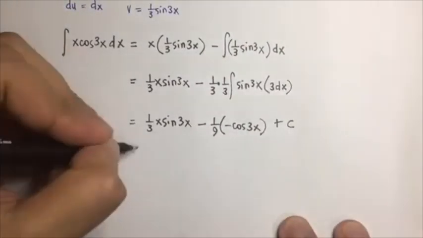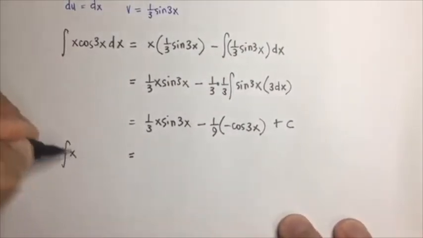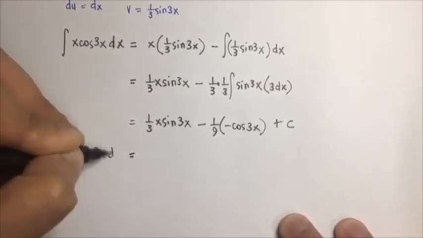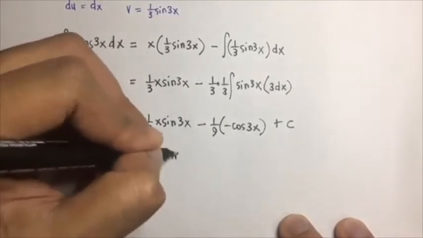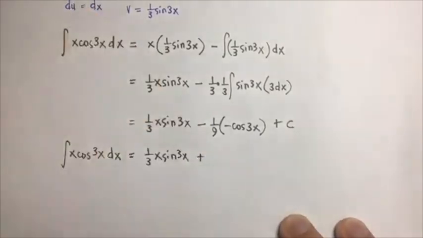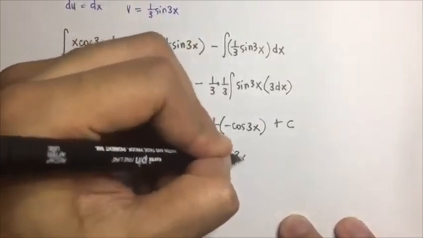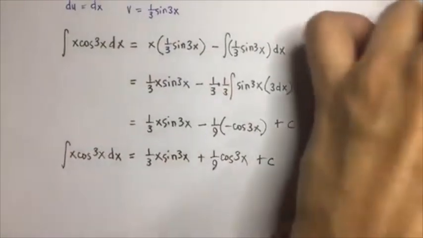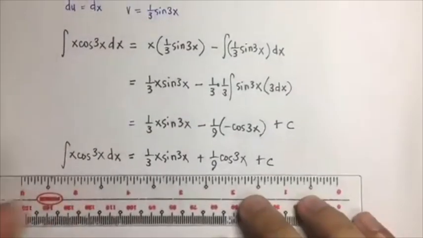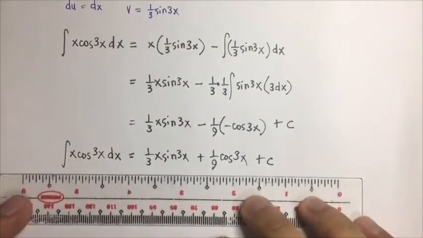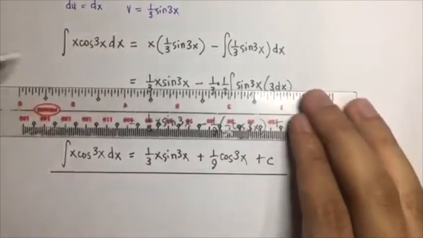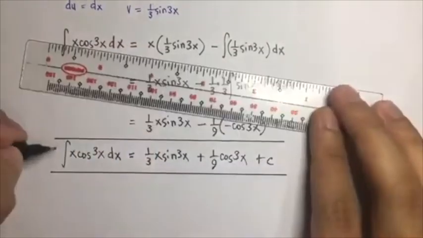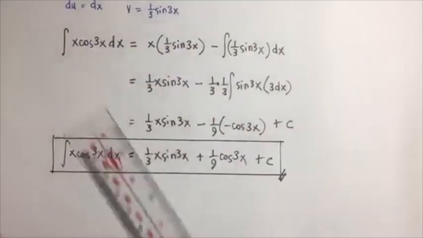Okay, so therefore the integral of x cosine of 3x dx is equal to 1/3 x sine 3x plus 1 over 9 cosine of 3x plus c. Okay, so this is our integral.